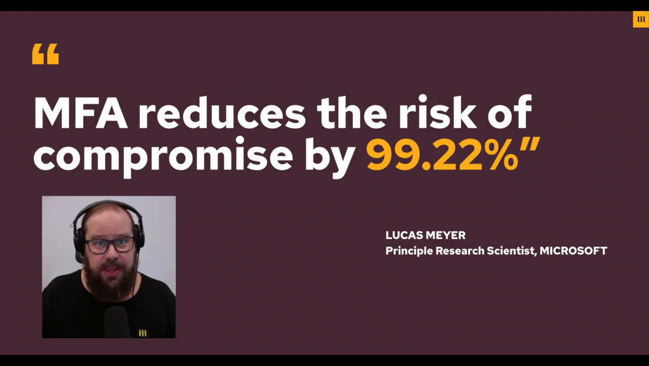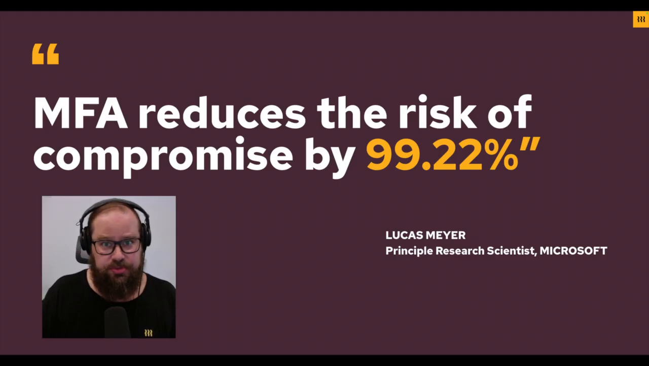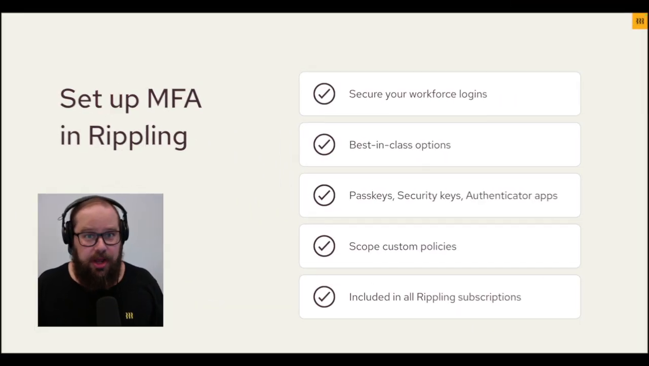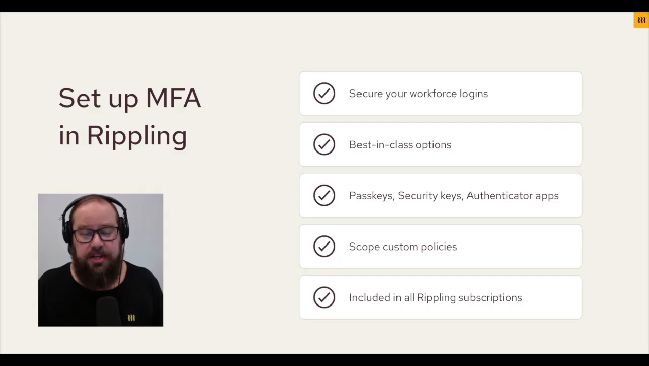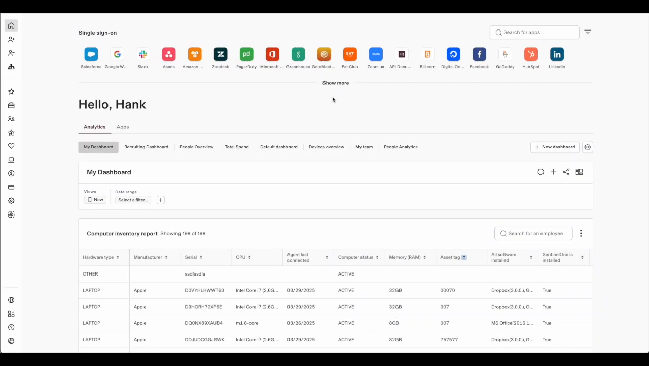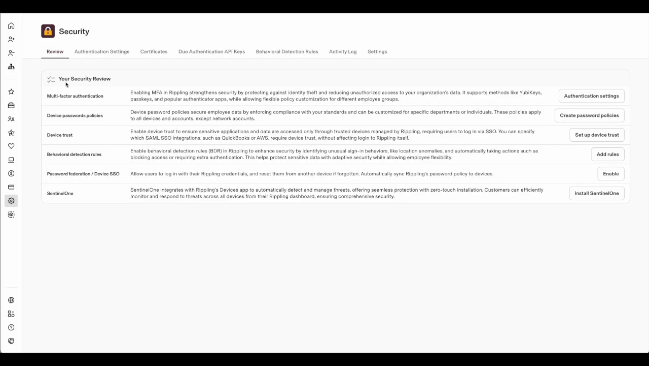So great MFA options are included in your Rippling subscription. So don't wait until your users are already compromised and wish you'd set this up later. Let's look at setting it up right now. Turning on MFA in Rippling means deciding what is best for your organization's security by configuring authentication policies that match your needs. So if we go into settings in the sidebar and click security, we're taken to a review tab, which highlights key settings and policies.